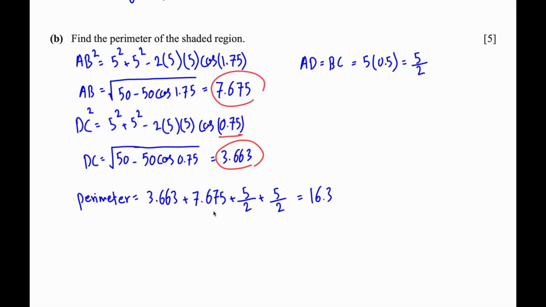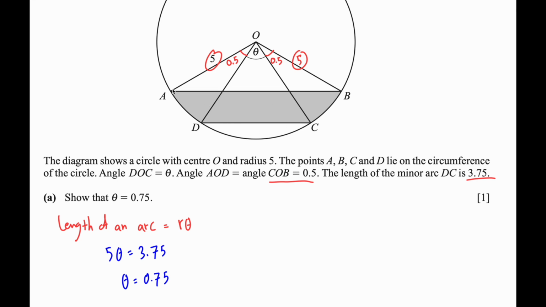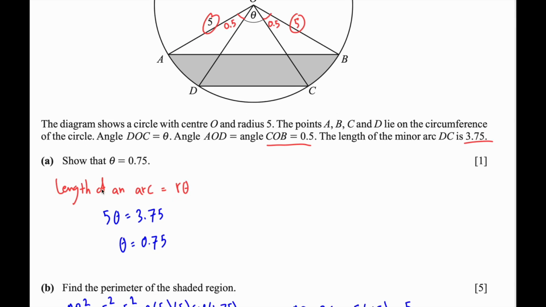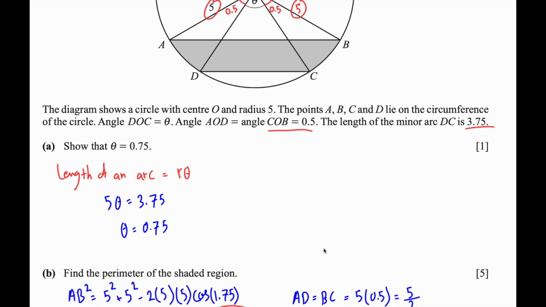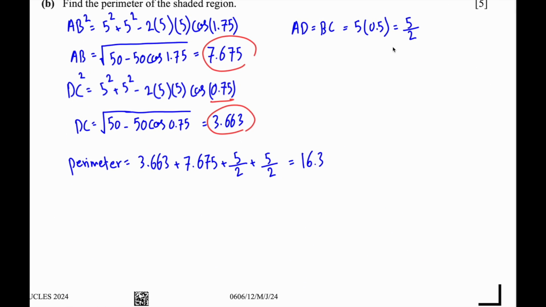So if you add up these two, that takes care of the straight edge of my shape here. For the curved sides, AD and CB, I have to use this formula right here, which is the length of an arc. The angle is known, the radius is known, so 5 times half, which is 5 over 2 or 2.5. That would be the value of AD as well as CB because they're identical. You add them all up together and you get 16.3 after rounding to 3 significant figures.